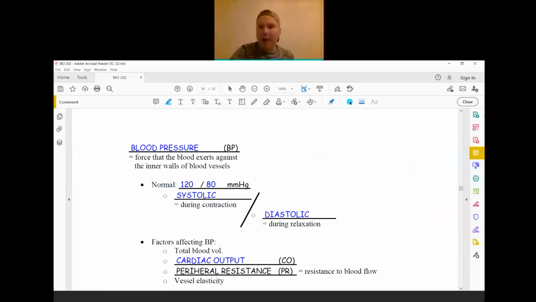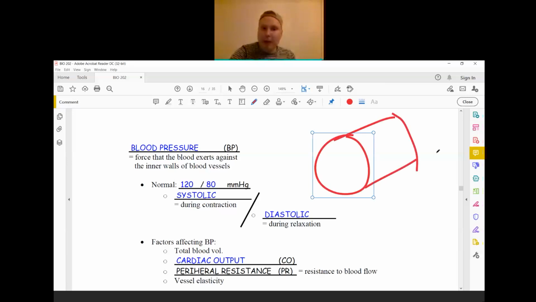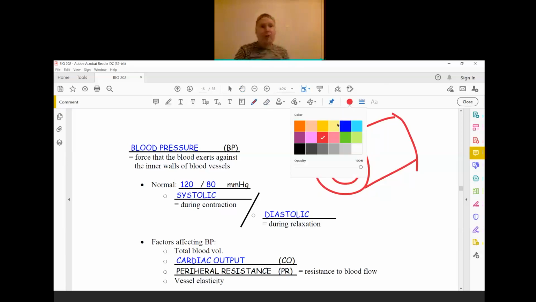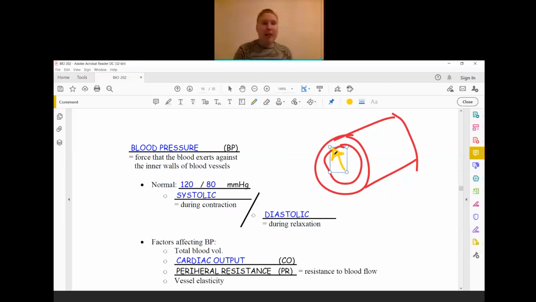So blood pressure tells us about the force from inside the blood vessel being pushed against the wall of the blood vessel. So there's our blood vessel again, and the blood exerts a force against that wall. And that's what we call our blood pressure. And blood pressure is measured in millimeters of mercury.